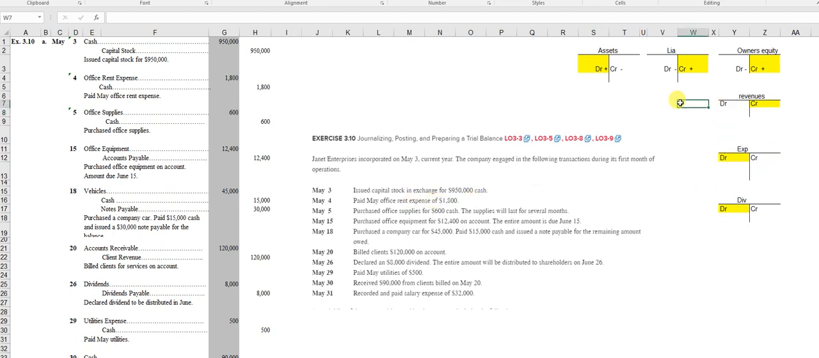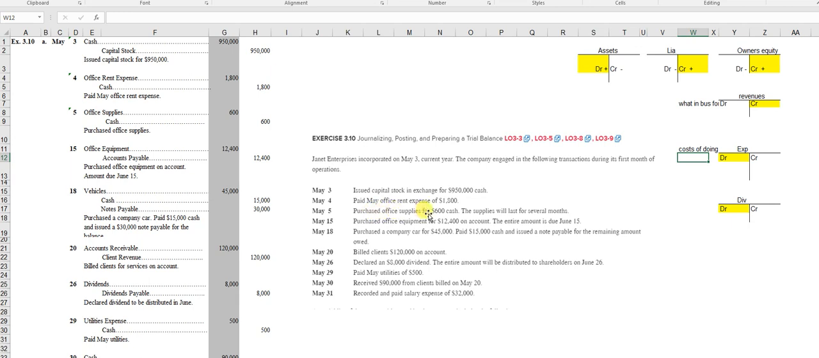So revenues right here are what we're in business for, and expenses are our costs of doing business. Anyway, this one is expense. I have rent, which is a cost of doing business. Expenses are debits, so I debit rent expense.